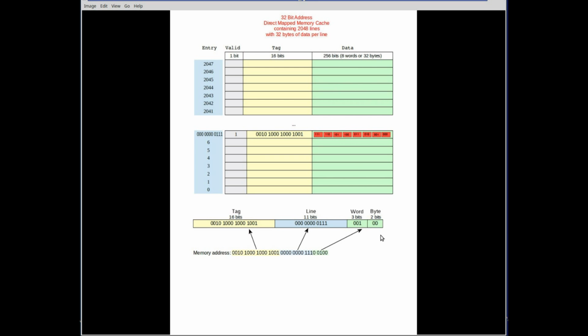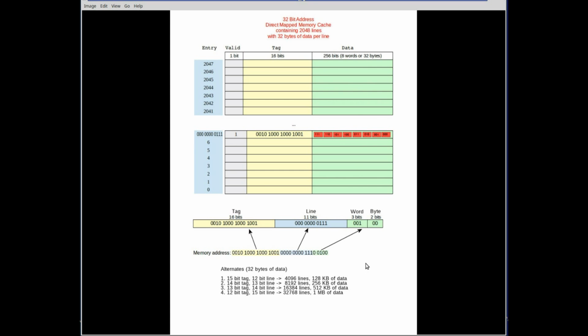Notice the 11 bits here in the line. There are 11 bits for the line. Well, 2 to the 11th is 2048, so 0 through 2047. The 11 bits here can take you to a particular line. It's an index into the cache.